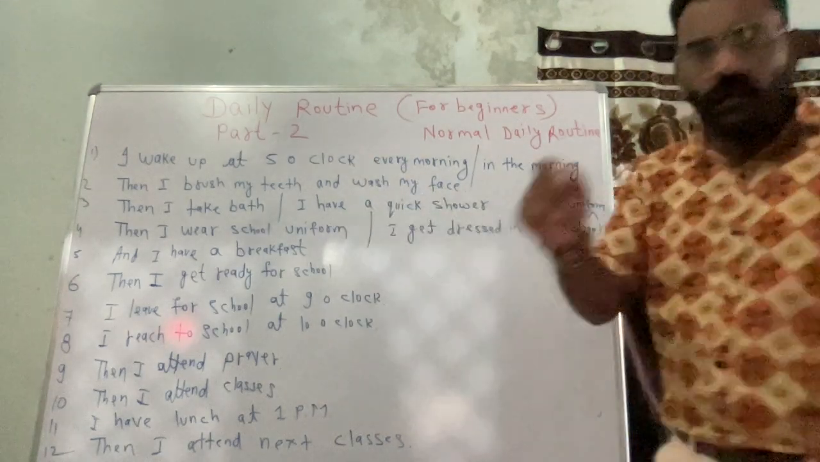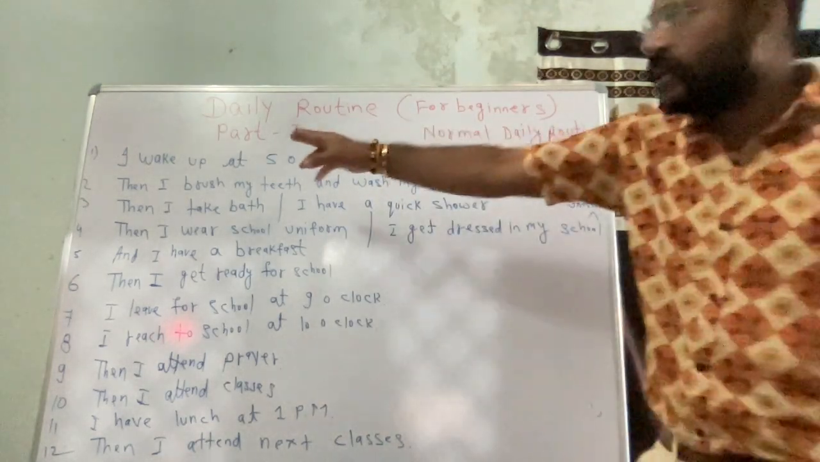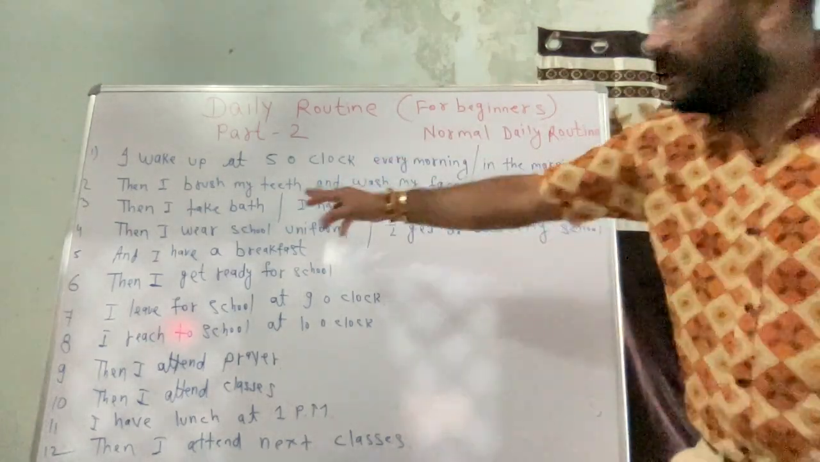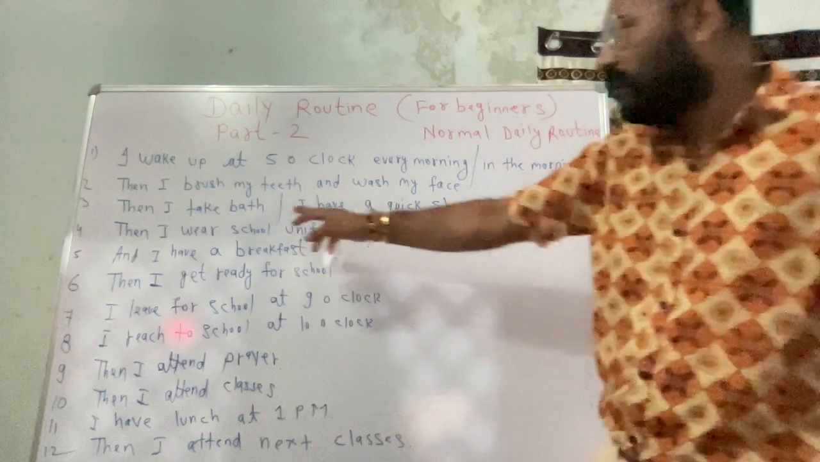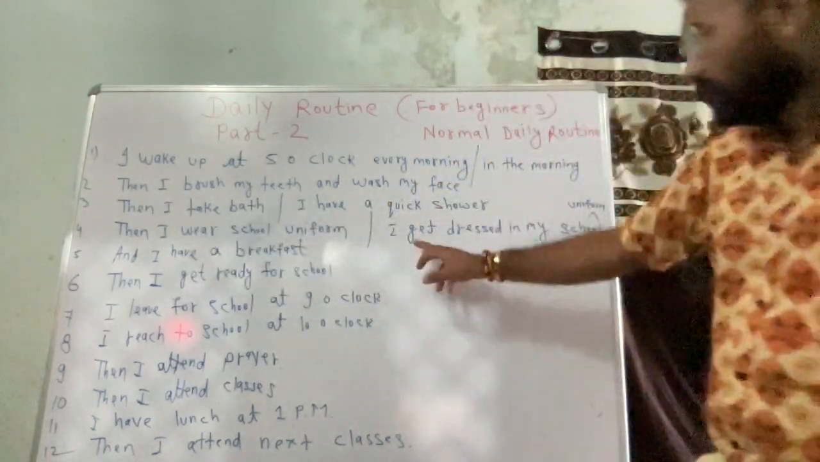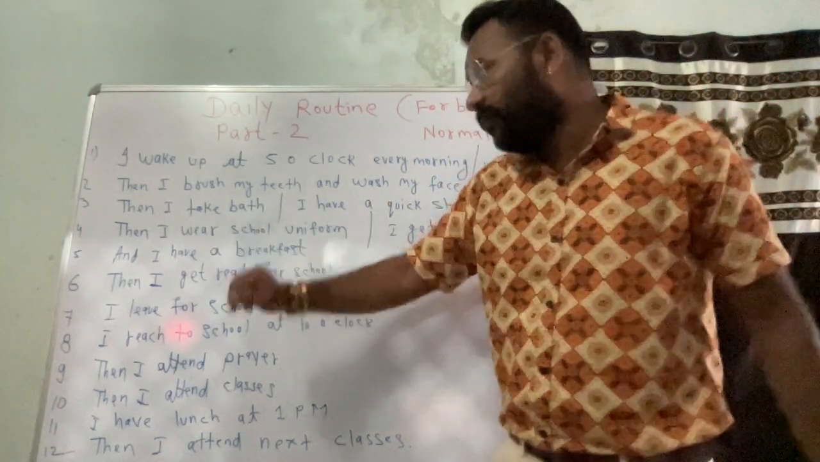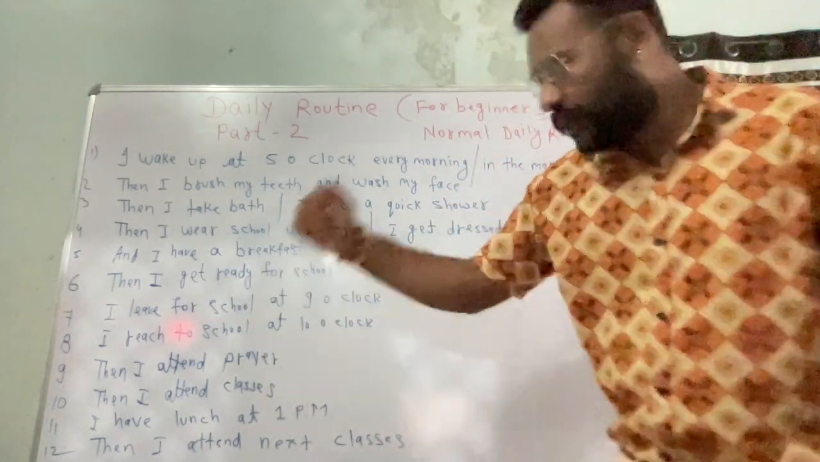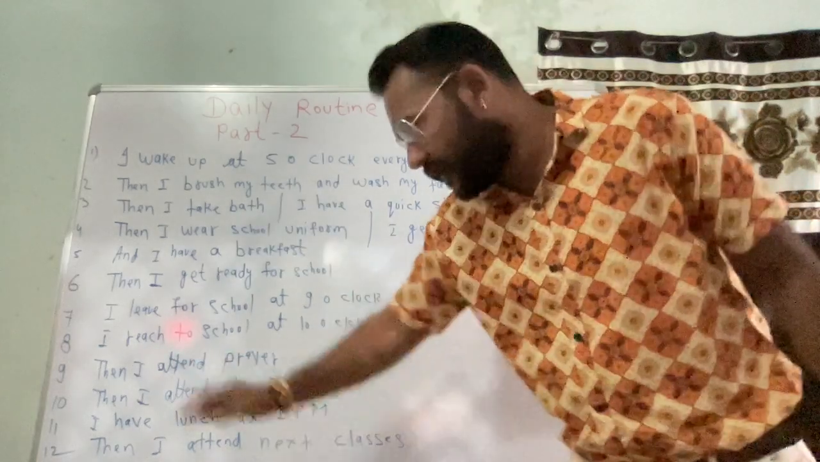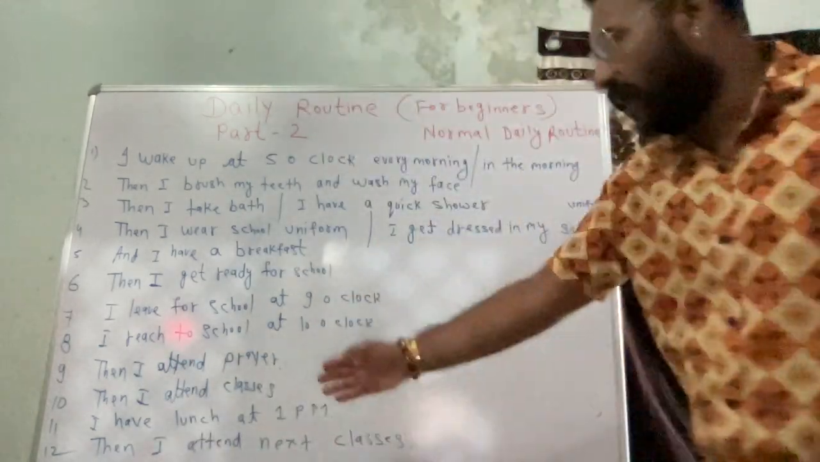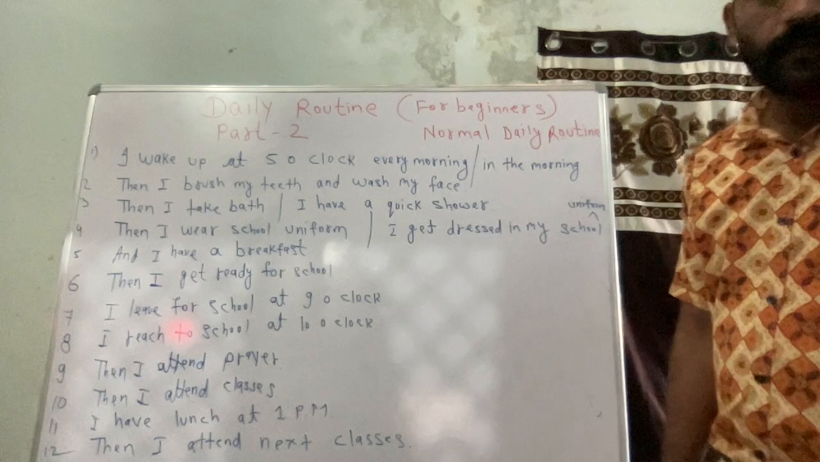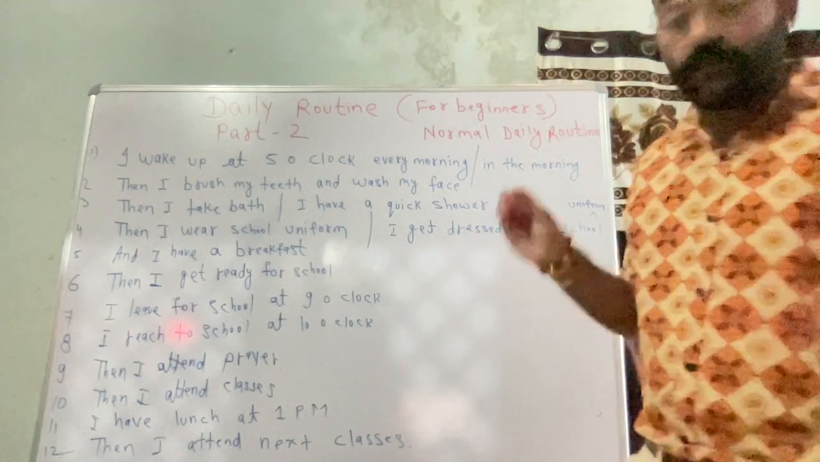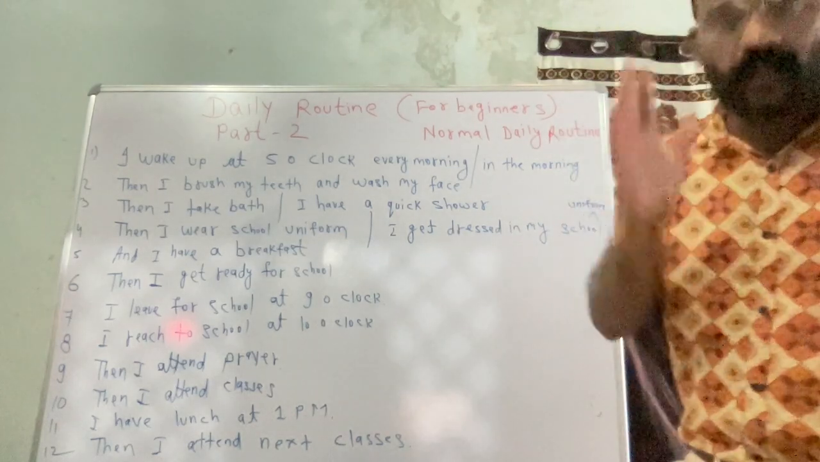Once again, I'll have a look at the verbs. The first one is wake up, then brush my teeth, brush and wash. Here take and have, wear, I wear, I get dressed, have, get ready, leave for school, reach, attend, have and attend. Okay. So with I, how you have to use the verb, that should be in your head.